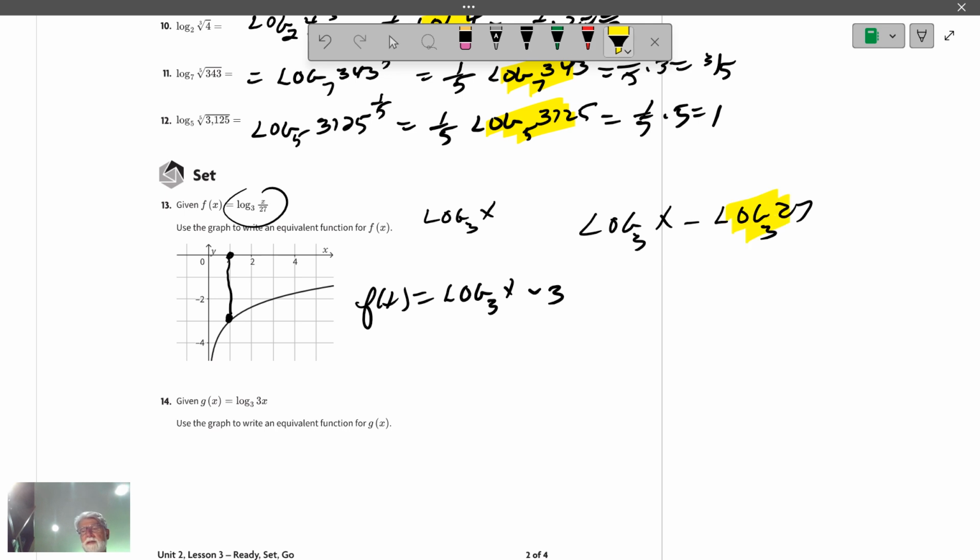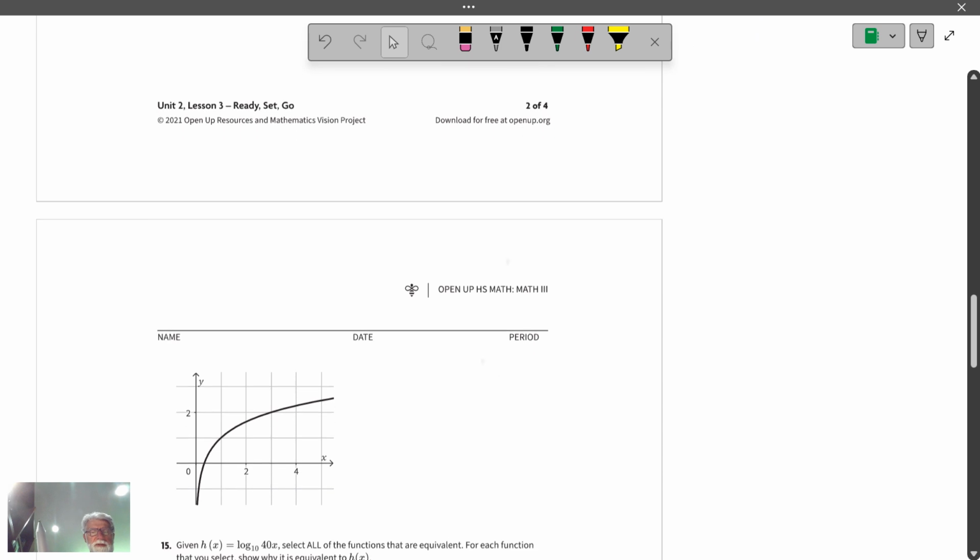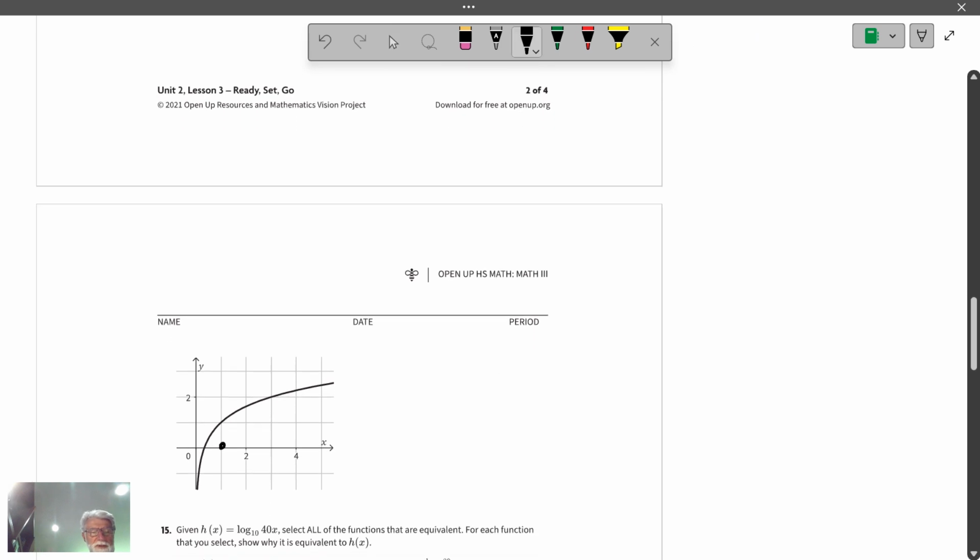And again, this is equal to 3. But you can see it on the graph too. Same thing happens on the next one. If you scroll down here, here's where the x-intercept used to be. Now it's up 1. So we'd expect this to be the log.